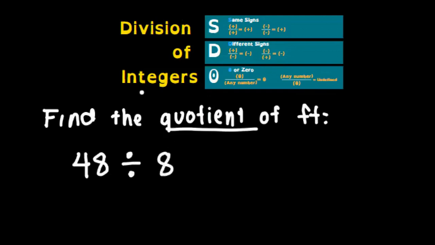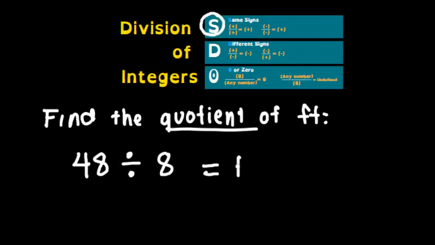In this first example, ginawa ko muna siyang ganito, pero pwede niyong isulat na 48 divided over 8 yan. So, dito muna, let us use this format. Identify natin kung ano ang sign ni 48. The sign of 48 is positive, right? Ang sign naman ni 8 ay positive din. So, ang gagamitin natin na rule ay yung same sign dahil pareho silang positive. So, ang ine-expect natin na sagot dito ay positive integer, right?